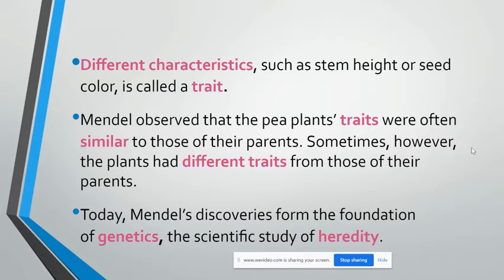So Mendel observed that the pea plant's traits were often similar to those of their parents. Sometimes, however, the plants had different traits from those of their parents. So that's where Mendel and his studies and experiments helped determine genetics, which is the scientific study of heredity, and how those traits can be different and how they're passed from parent to offspring.